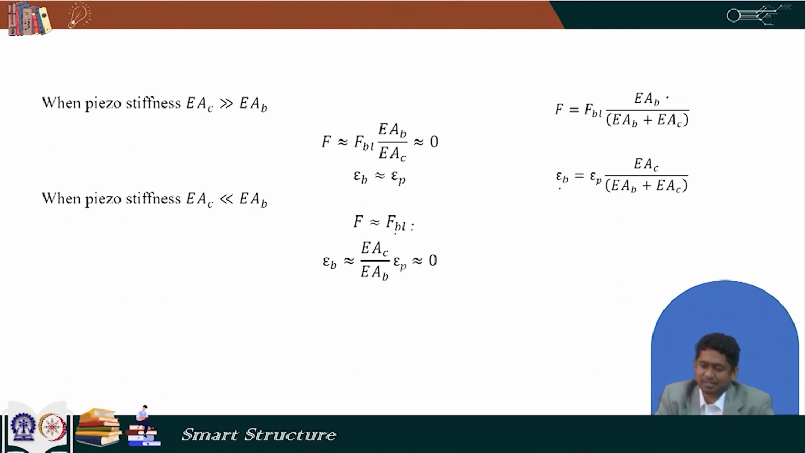On the other hand, when the force is just equal to the block force, which means the piezo is not able to deform or expand, in that case epsilon B is equal to 0. So, that is what we see here. So, these two are the reverse cases, the effects are opposite.